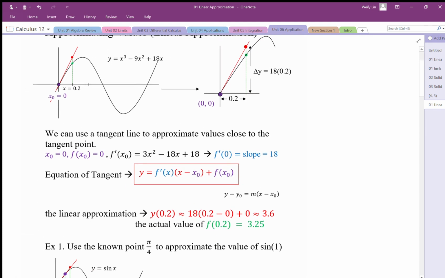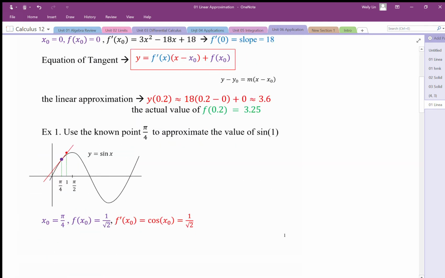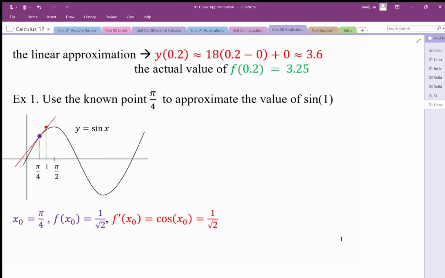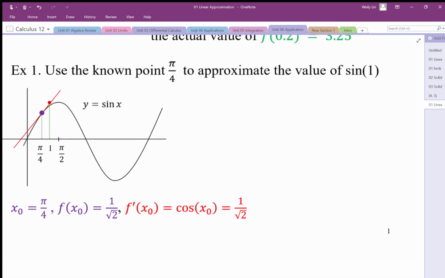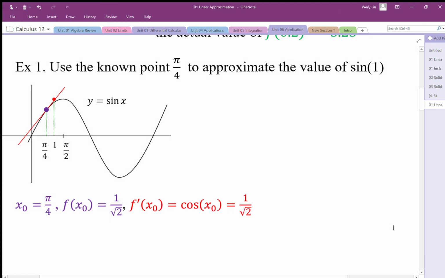Okay, so we can actually do this to help us deal with functions that are much more difficult to deal with. So how do I calculate sine of 1? Well, I could plug it into a calculator, but unless I know what the value of sine 1 is, how do I actually calculate it?